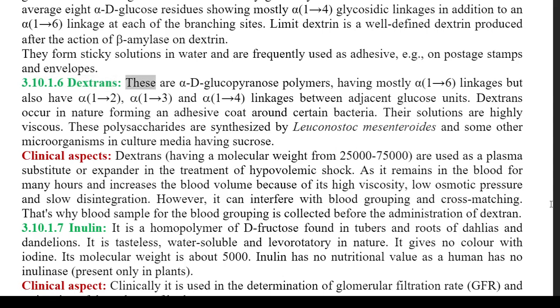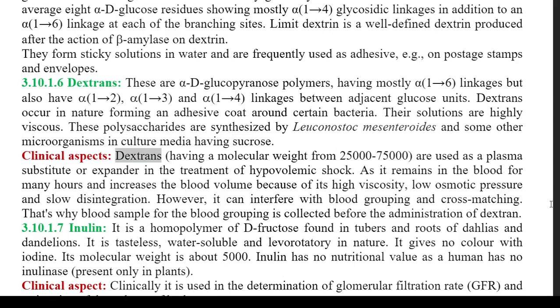3.10.1.6 Dextrans. These are alpha-D-glucopyranose polymers, having mostly alpha, 1→6, linkages but also 1→2, 1→3, and 1→4 linkages between adjacent glucose units. Dextrans occur in nature forming an adhesive coat around certain bacteria. Their solutions are highly viscous. These polysaccharides are synthesized by Leuconostoc mesenteroides and some other microorganisms in culture media having sucrose.